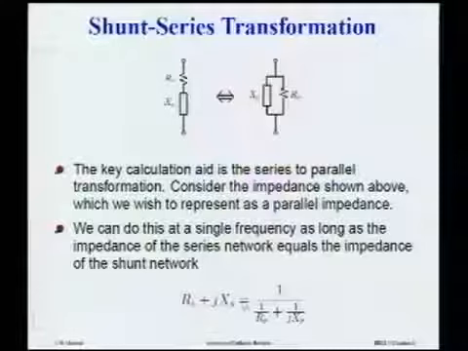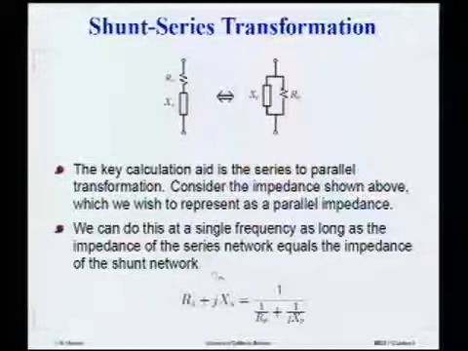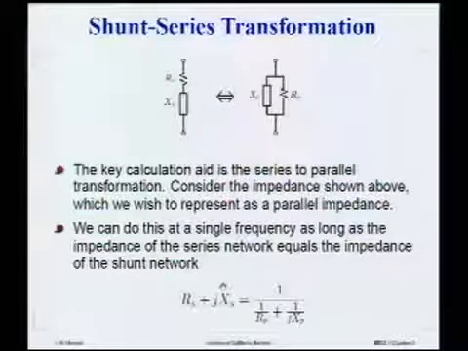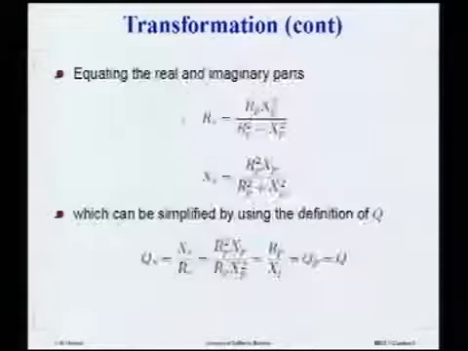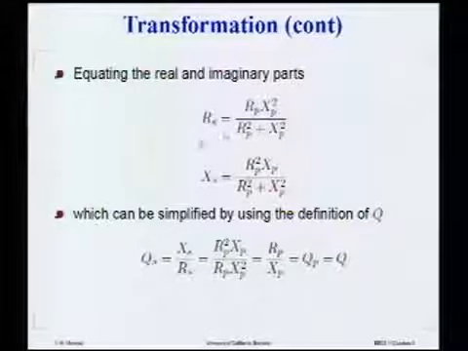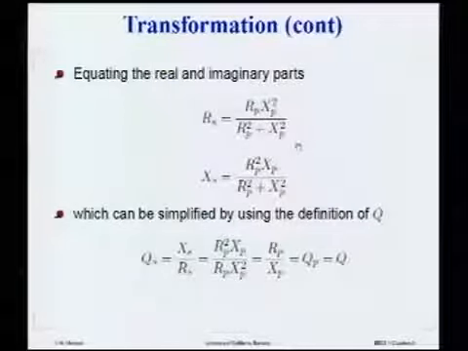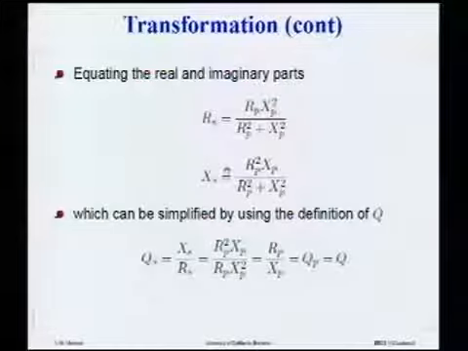Okay, so on the slide here, all we have to do is set the real part of the expression on the left-hand side equal to the real part of the right-hand side, and likewise, we have to set the imaginary part equal to the imaginary part. Okay? I trust all of you can do that. And when you do that, you get that RS is equal to RP XP squared divided by RP squared plus XP squared, and XS, I won't repeat it, is given by this expression.